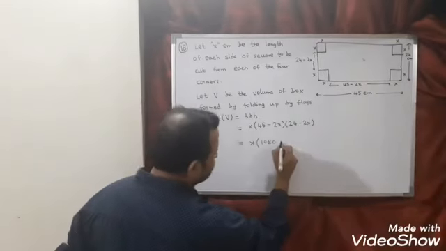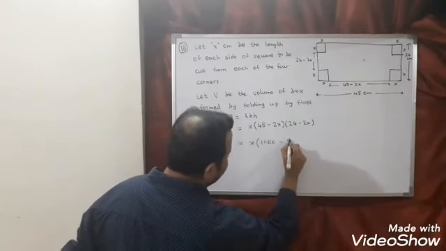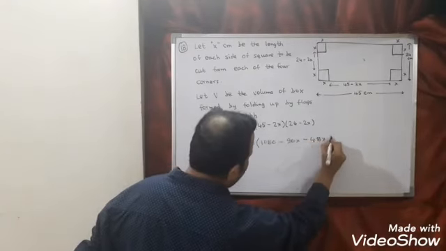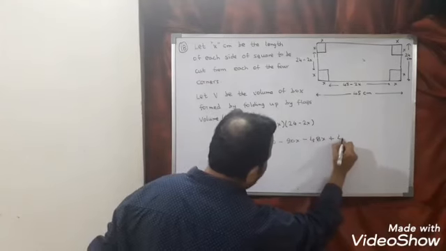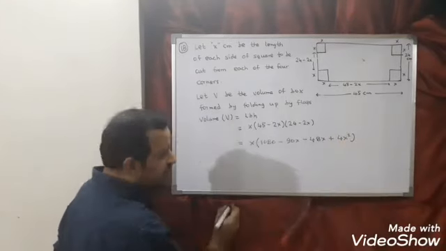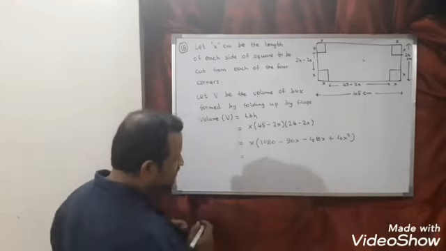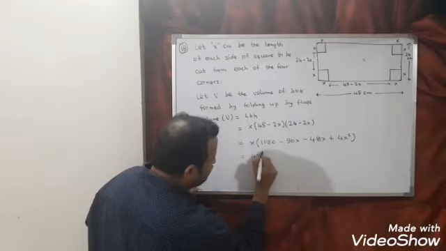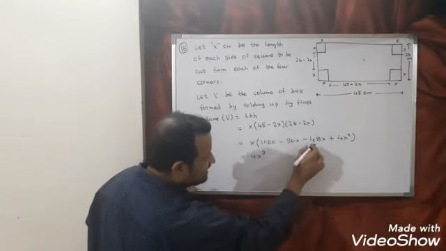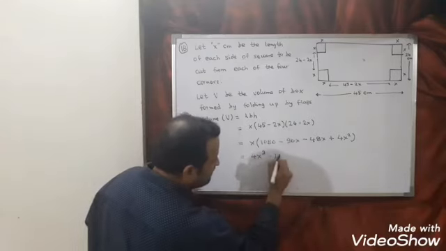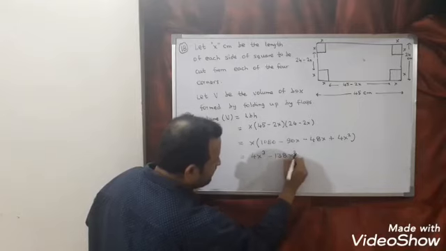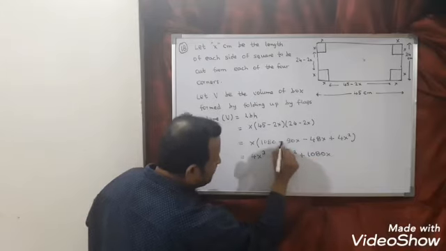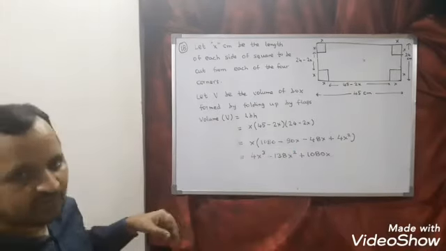Next, minus, how much? It is 90x minus 48x plus 4x square. Now this we can write as, multiply, what you will get? 4x square into x, you will get 4x cube. Minus 138x square will come, plus 1080x will come. So this is what? Volume.